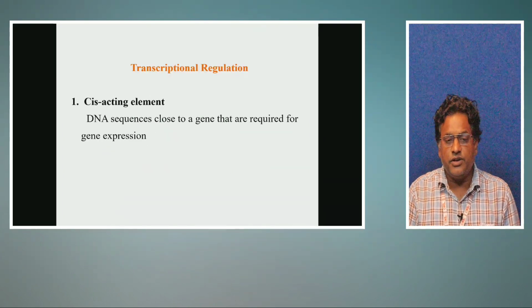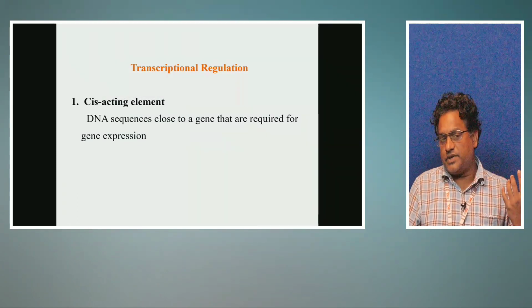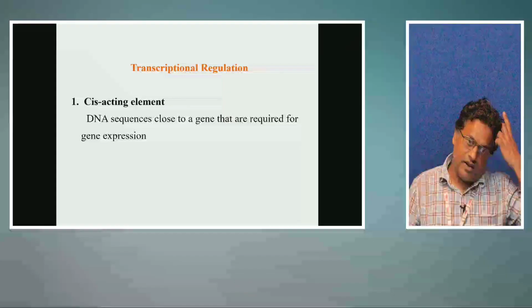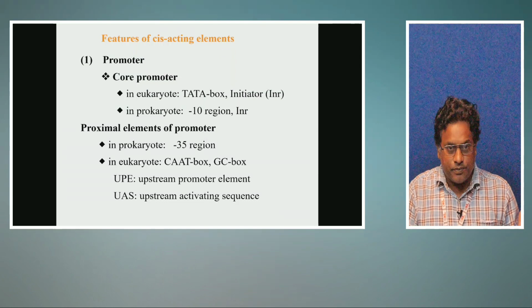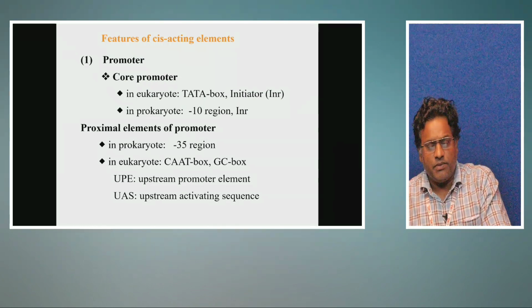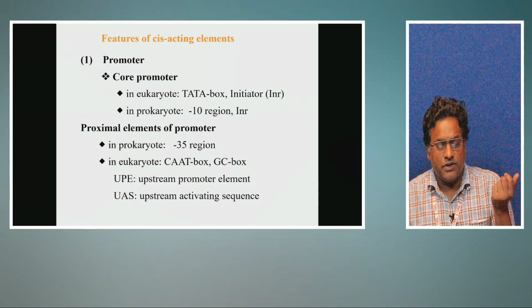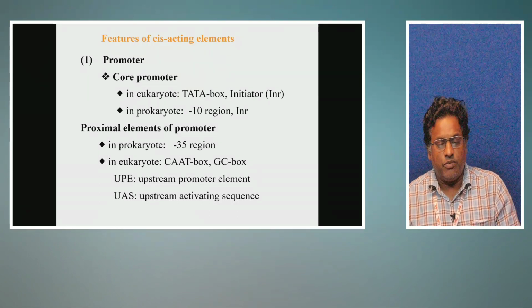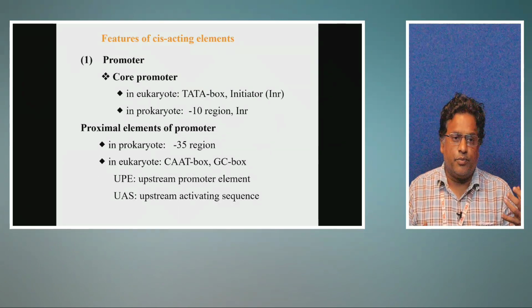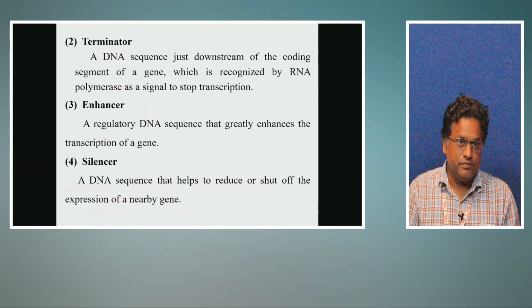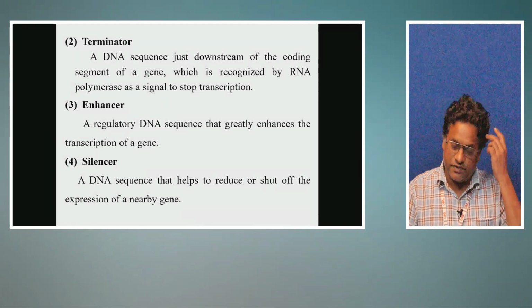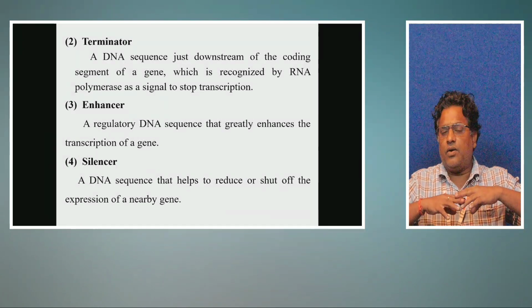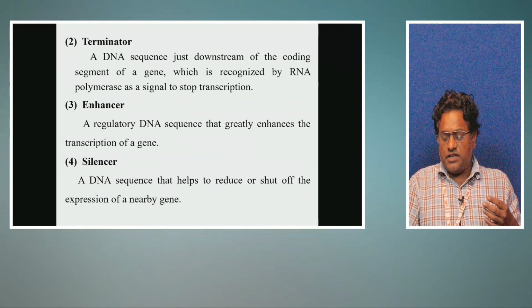So transcriptional regulation, what you will find is there are certain elements which are harbored at the upstream of the coding region. You have cis elements, so promoter elements, which is the -35 region in prokaryotes, or CAAT box or GC box, which you find at the proximal elements at the promoter. Then you find some enhancer regions or silencer regions in the DNA.